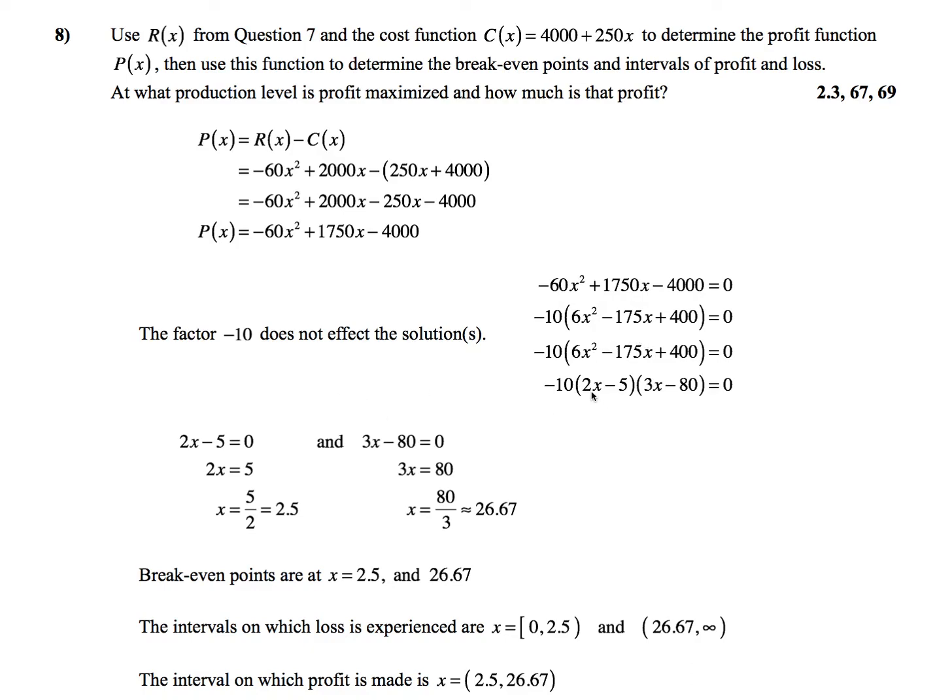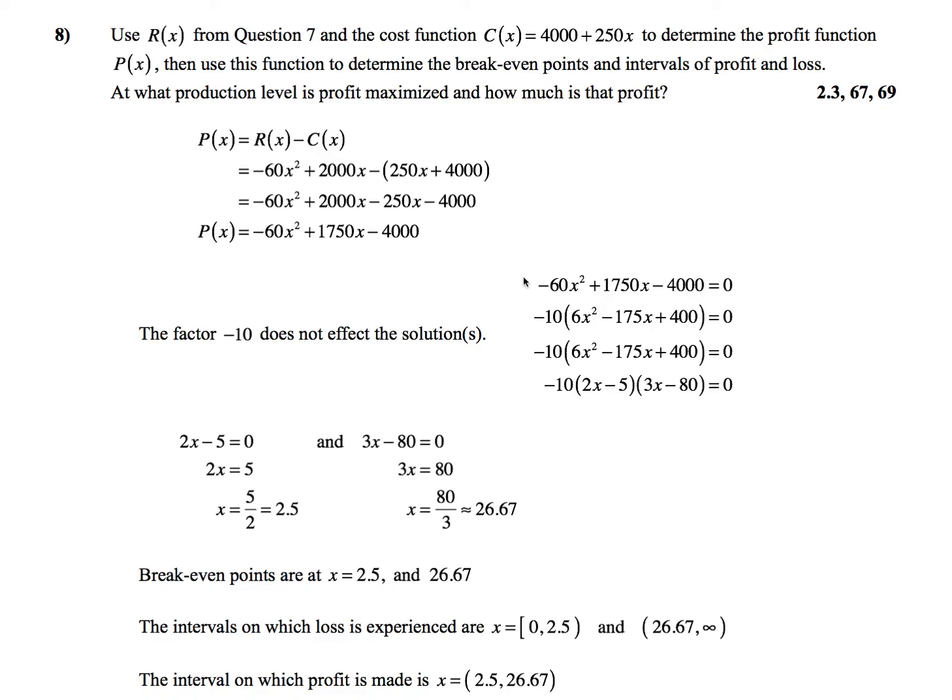So this is the factorization that will give us this function back. And so we take this first factor, 2x minus 5, set it equal to 0, and solve for x. That gives us 5/2, which as a decimal is 2.5. And then you set this factor, 3x minus 80, equal to 0, and solve for x. That gives us 80/3, or 26.67 as a decimal.